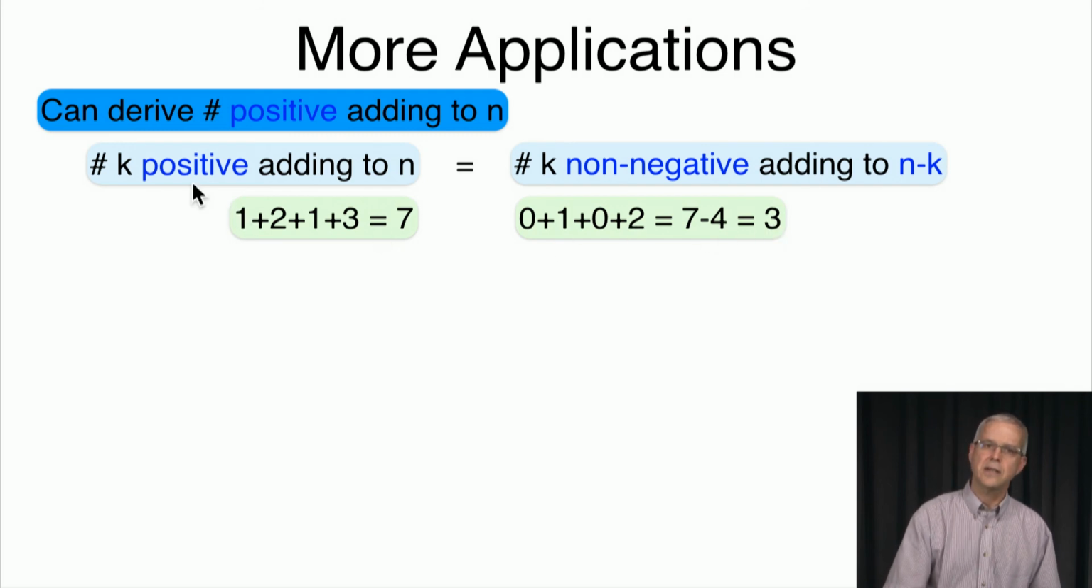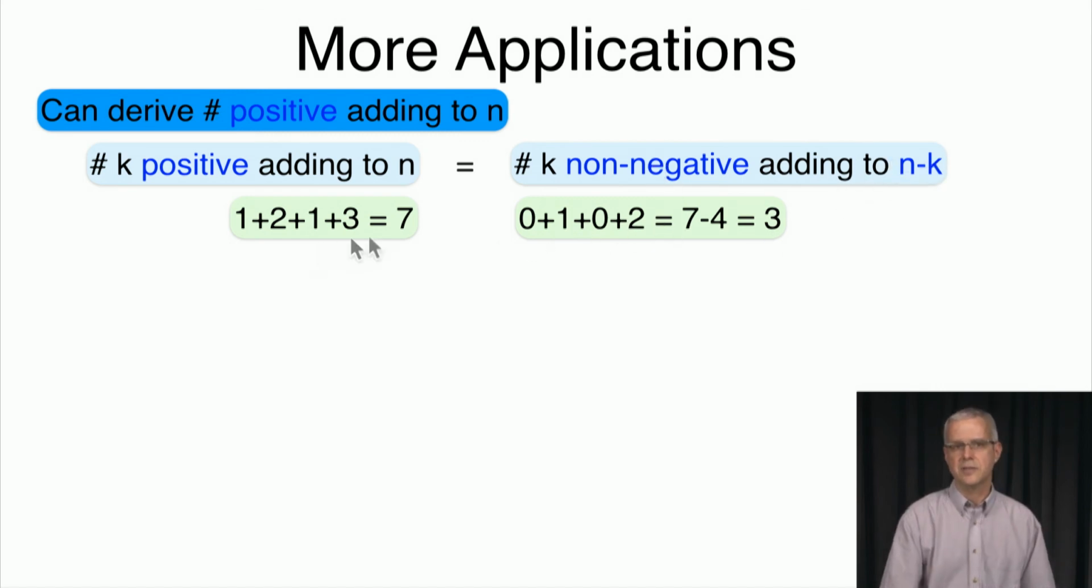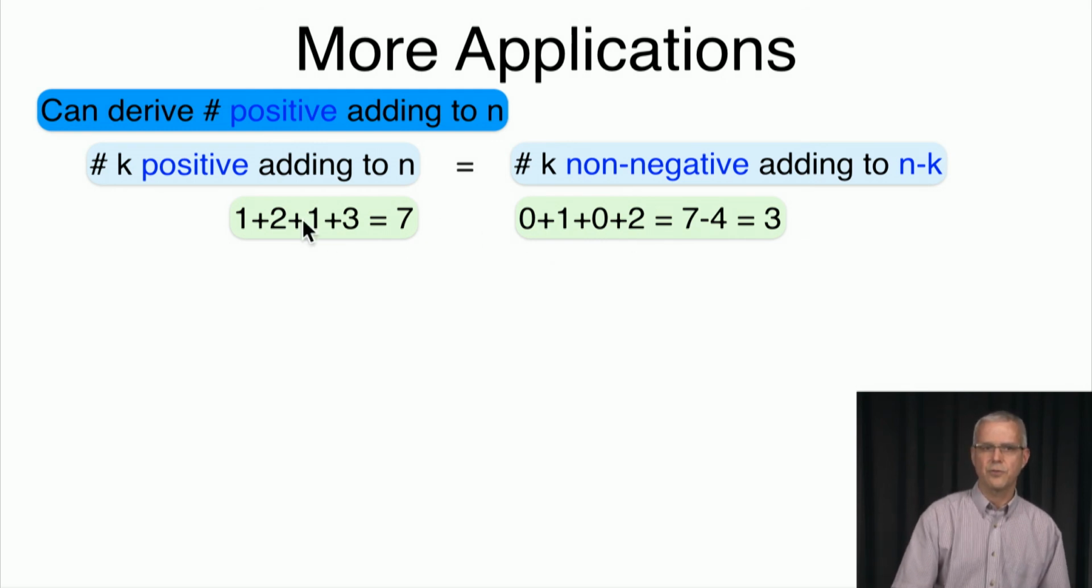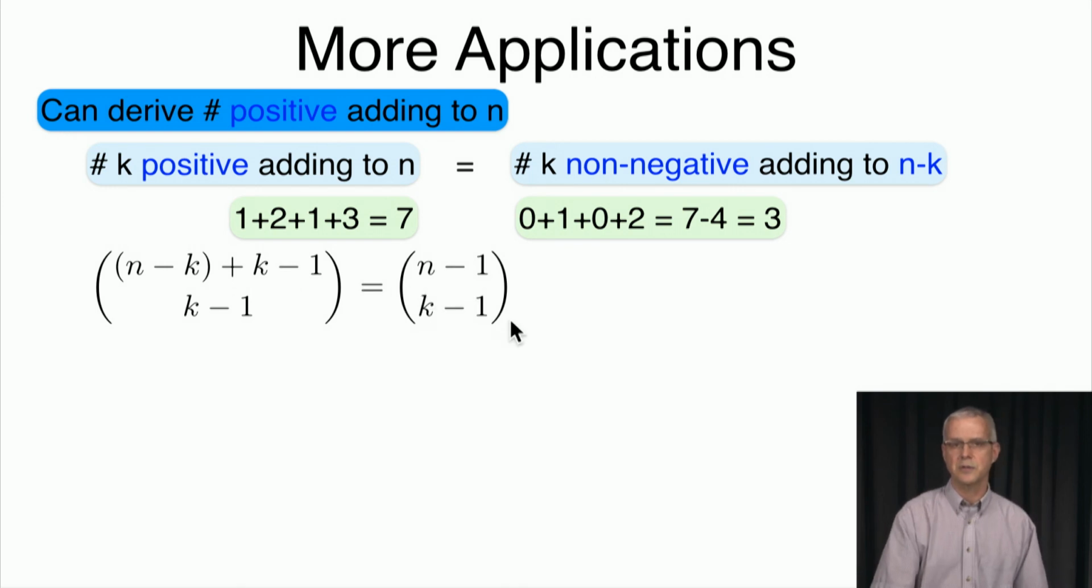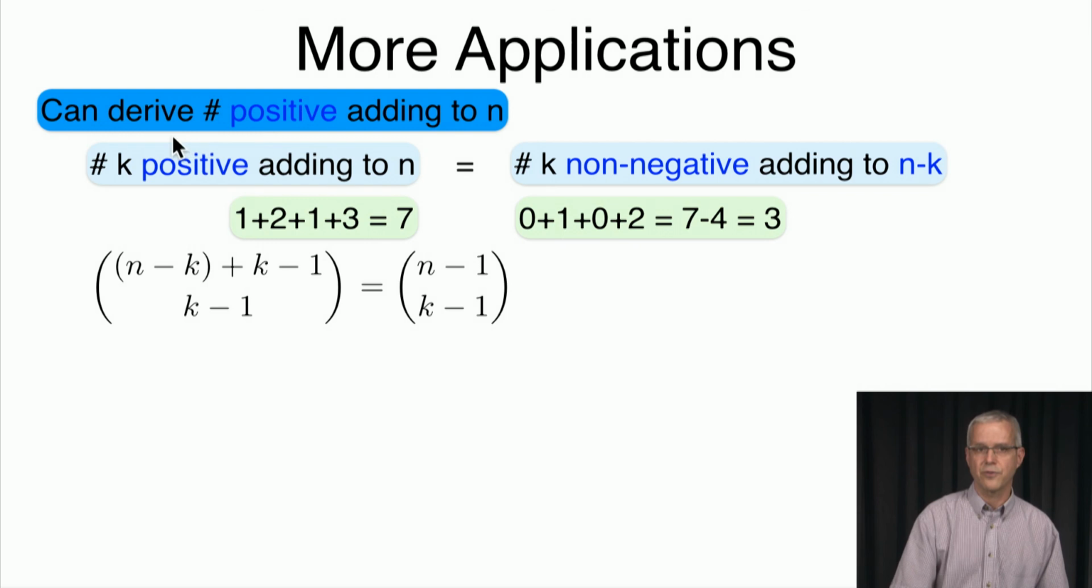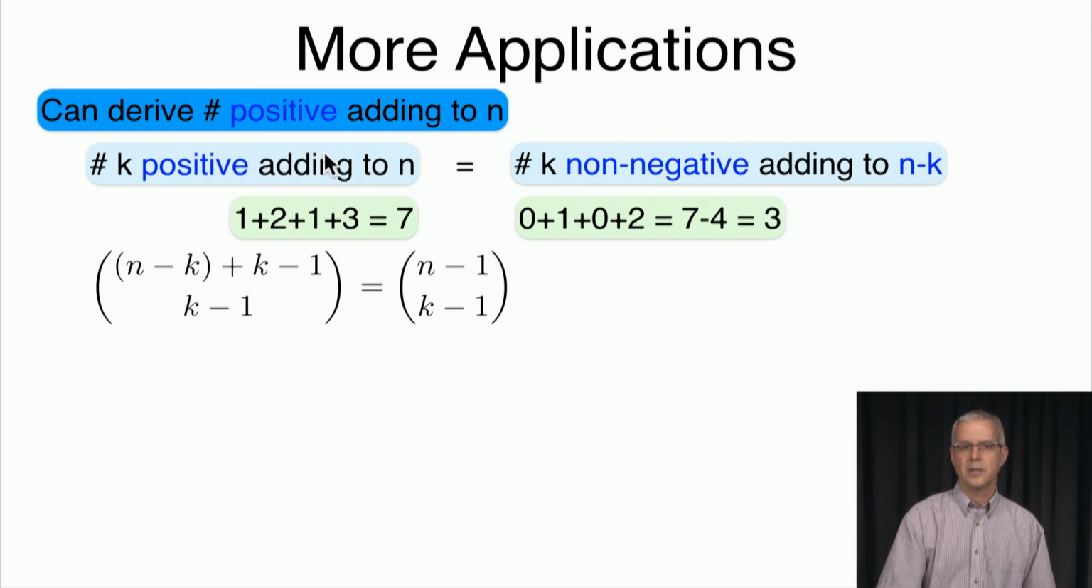You can map every sequence of k positive integers that add to n by subtracting 1 from each number. You'll get a sequence of k non-negative integers that add instead to n minus k. This correspondence is a one-to-one correspondence. So the number of ways to write k positive integers that add to n is the same as the number of ways to write k non-negative integers that add to n minus k. And that number, as we just saw, is n minus k plus k minus 1 choose k minus 1. The k's will cancel, giving us n minus 1 choose k minus 1, which recovers the formula that we got initially. Okay.